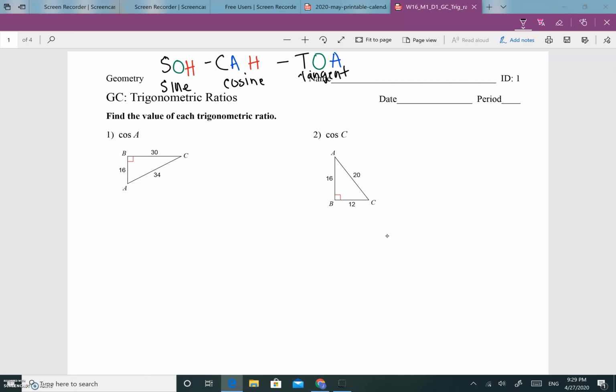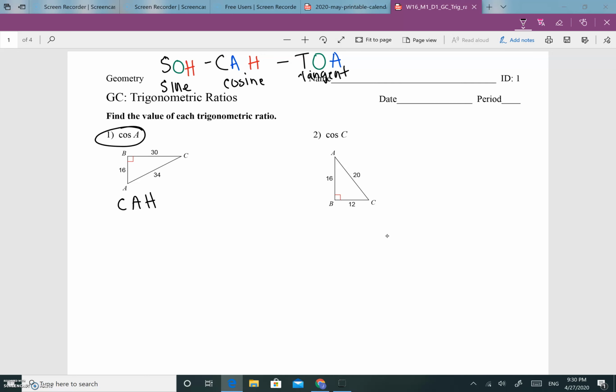So the first one is asking us for cosine of A. Now cosine of A is telling us to use the function that represents cosine. So that means that we're going to work with this function. So that's cosine, so we're looking at CAH. I'm going to write it on the bottom. So we're looking for CAH.